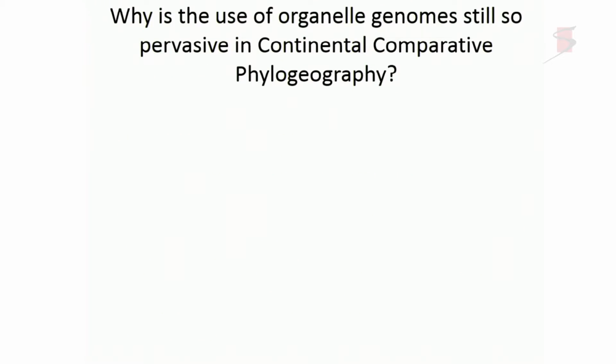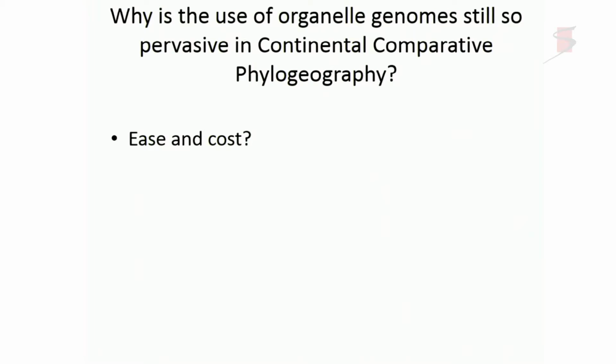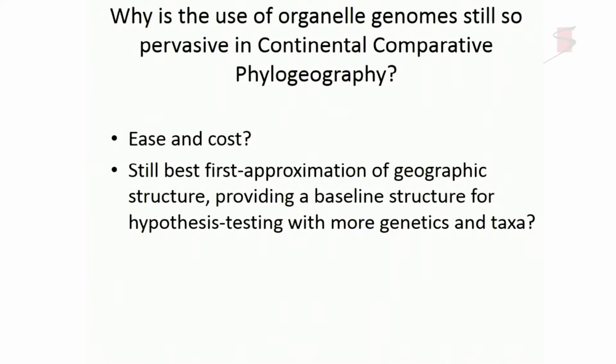So we can ask some questions here, and I just asked the questions. I'm not going to answer them up here. It's something to talk about perhaps as we go along throughout the meeting. Is it because of the ease and cost of using organelle genomes? Is it because it's still a best first approximation of geographic structure that then provides, very legitimately, I think, a baseline for hypothesis testing with additional genetics and additional taxa?